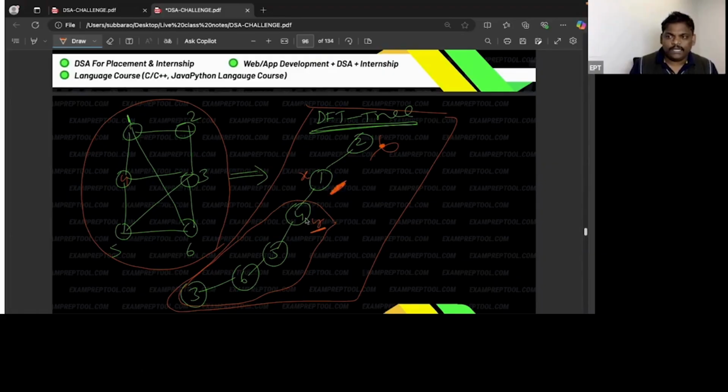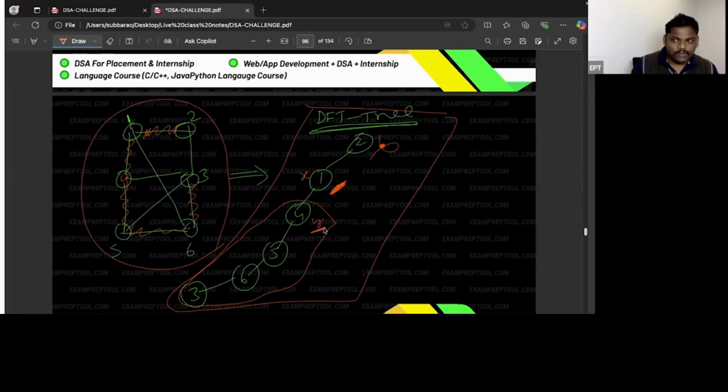Let's check. Can you help me now? In this graph, if you observe 2 first, 1, I am at 4 now. From 4 to 2, any back edge there? No. From 4 to 2, there is no back edge. At least from 5 back edge there? No. At least from 6 back edge there? No. Next one, 3. From 3 back edge there?